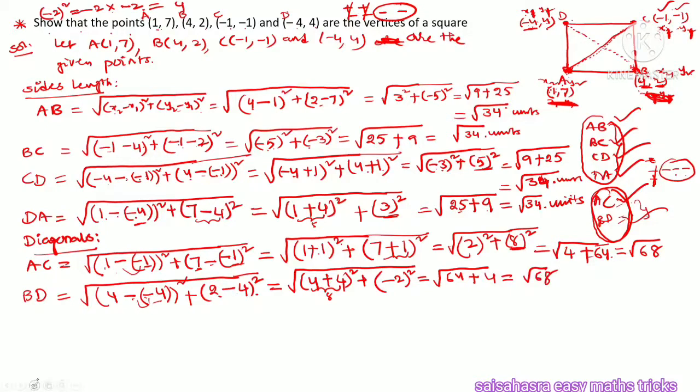If you are observing the answers we got, AB length, BC length, CD length, DA length, all the side lengths are equal, and the two diagonals, AC diagonal length is root 68 units and BD diagonal length is root 68 units. So all the four sides are equal and the two diagonals are equal. So these are following the properties of a square only. So we can tell that the given points are the vertices of a square.